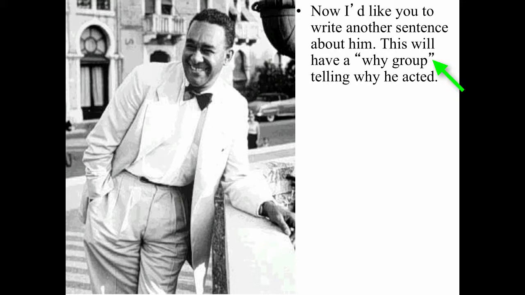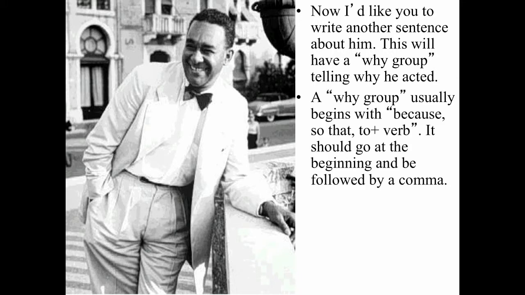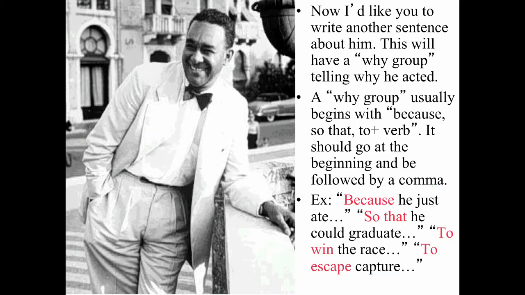Right, so the lesson for this sentence structure number 4 is to add a why group. And the why group usually begins with the word because, or the words so that, or it can start with to plus a verb. Grammatically, that's called an infinitive, but you don't need to know that right now. You just need to start with the word to, followed by a verb. The why group goes at the beginning of the sentence, and it's followed with a comma, because, again, it's introductory material that's set off with a comma.